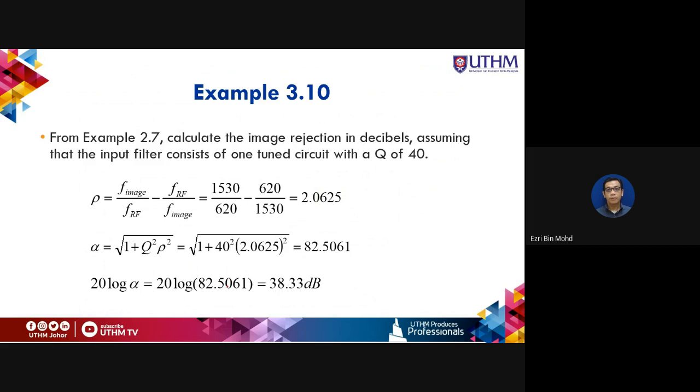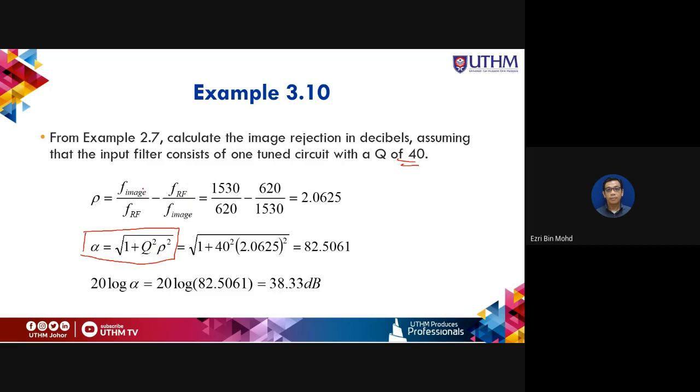For example, calculate the image rejection in decibel, assuming the input filter consists of one tuned circuit of Q of 40. So we need to use this equation: alpha equals the square root of 1 plus Q squared rho squared. We need to calculate Q. Q is already given, so Q is equal to 40, and rho here needs to be calculated. So rho is f_image over f_RF minus f_RF over f_image.